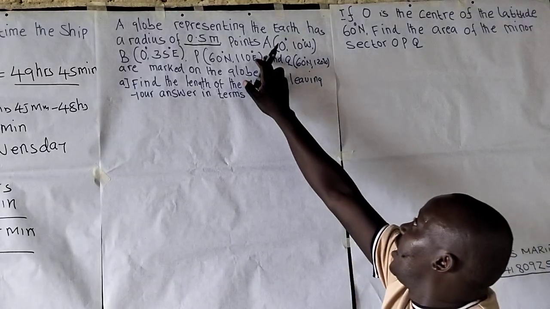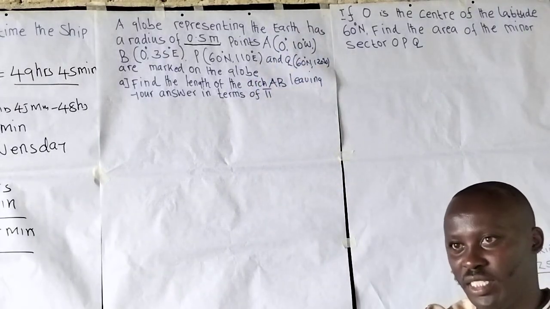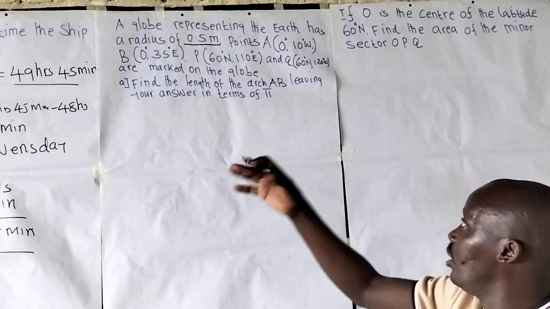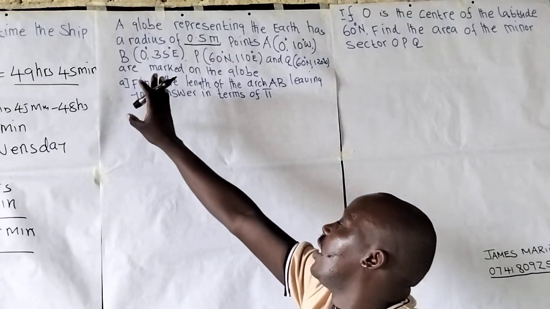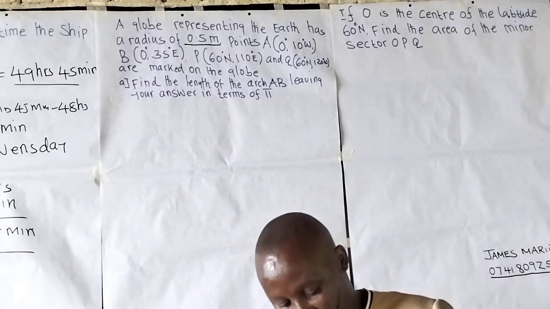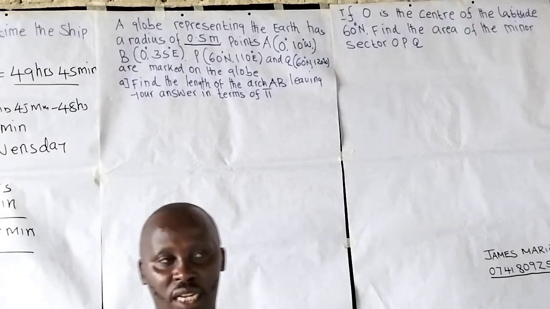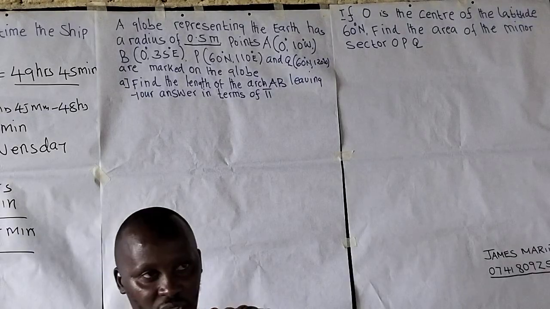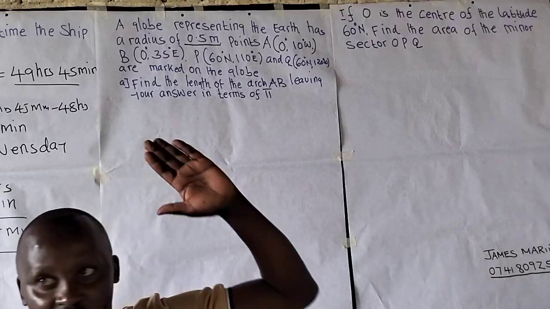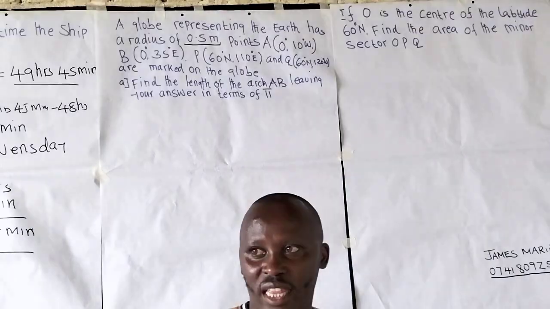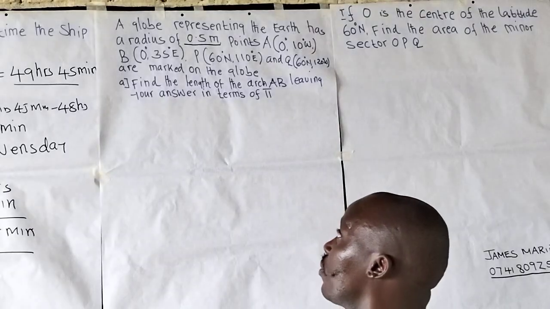We have point A, which is at 0 degrees, 10 degrees west. It is at the equator. Then we have point B, which is at 0 degrees, 35 degrees east. You can realize that the 2 points lie on the equator. We have A at 10 degrees west, and then we have P at 35 degrees east.